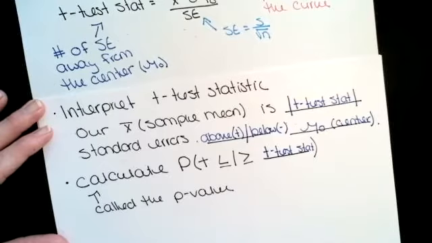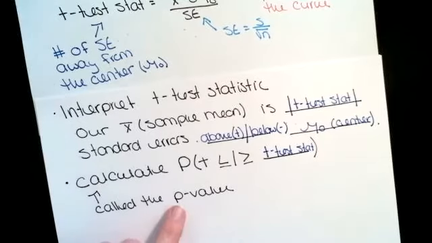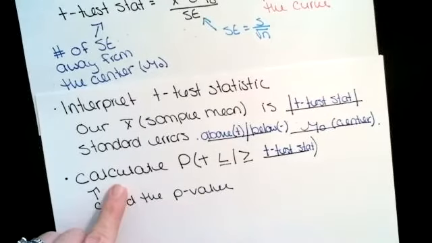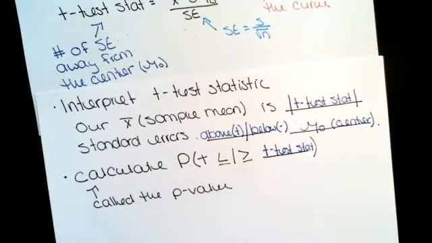So you know how in proportions we have p, p hat, p naught, probability. Now I'm going to introduce another word starting with p, which is p-value. P-value represents this probability that we're going to calculate here. Okay, that's what we're doing.